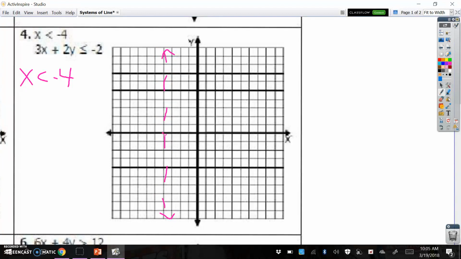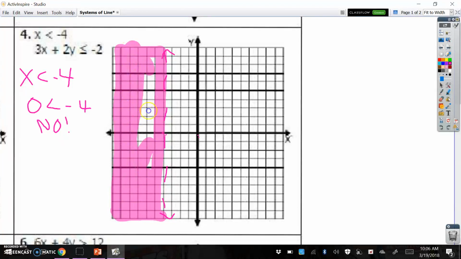Now, which side to shade? Well, 0 less than negative 4. Is the statement true? 0 less than negative 4? No. So we shade on the side that doesn't have the point 0, 0. So we shade on this side. Remember, that's a dotted line, though, so nothing on it counts, but everything in the shaded region does.